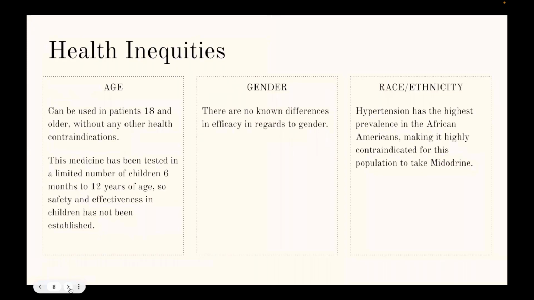Some health inequities for taking Midodrine. In age, it can be used in patients 18 and older, as long as they don't have any other health contraindications. The medicine has been tested in only a limited number of children, 6 months to 12 years. So the safety and effectiveness in children has not been established. For gender, there are no known differences in efficacy. And for race and ethnicity, there are also no known differences. However, seeing that hypertension has the highest prevalence in African Americans, it makes it highly contraindicated for this population to take Midodrine if they do have hypertension.